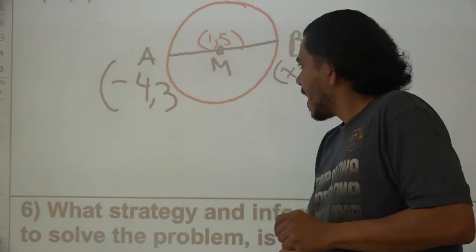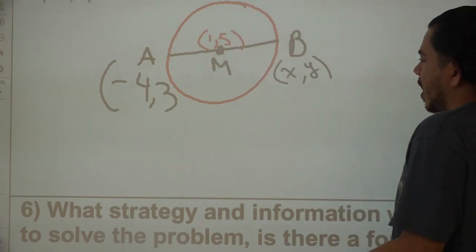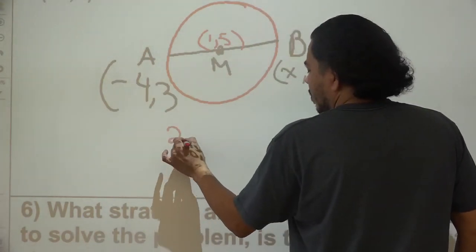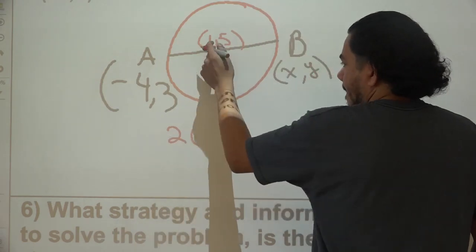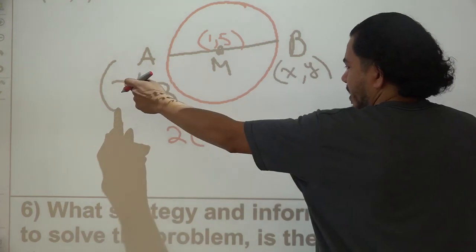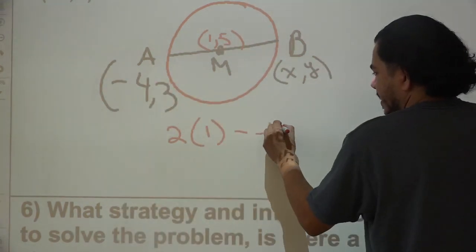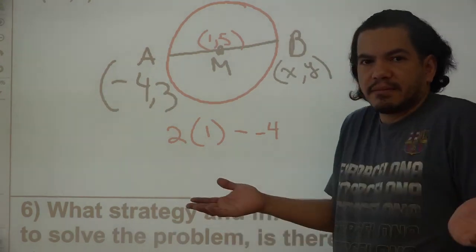To find the endpoint, you multiply the midpoint by 2 and you subtract the other coordinate that you're working with. So let's see if it works. Okay. I'm gonna find the endpoint of x. So I'm gonna multiply the midpoint of x by 2, okay? And I'm gonna subtract the coordinate of x. What is the coordinate? -4, so I'm gonna subtract -4. That's it. That's all there is to it.